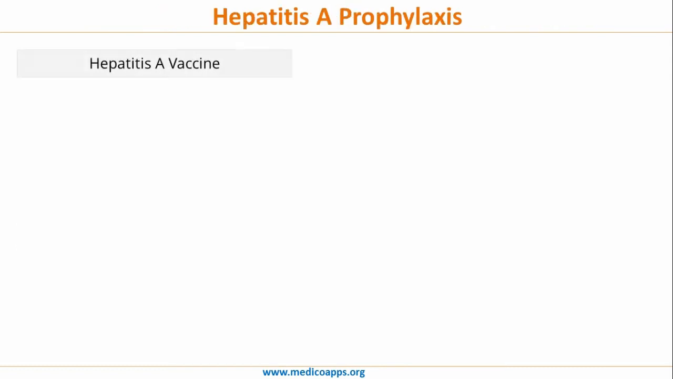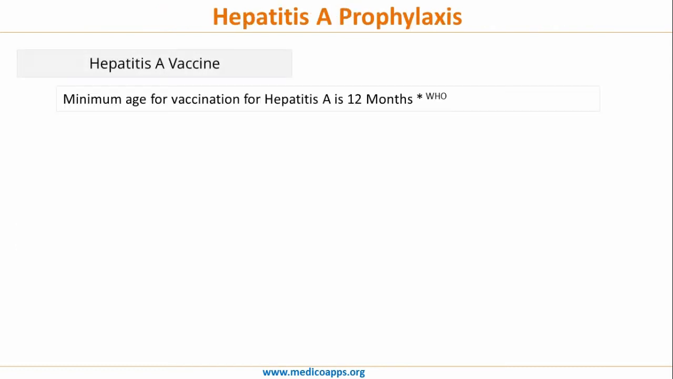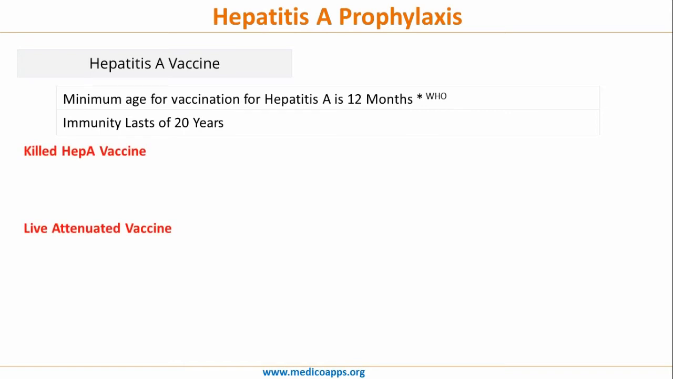Coming to the prophylaxis, hepatitis A vaccine, the minimum age of vaccination for hepatitis A is 12 months as per WHO. Immunity lasts for around 20 years. There are 2 types of vaccine, killed hepatitis A vaccine and live attenuated vaccine. The killed vaccine is available in India.